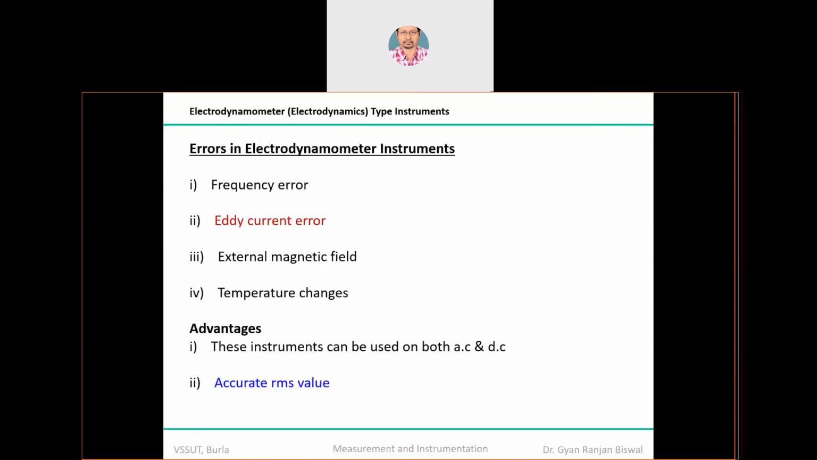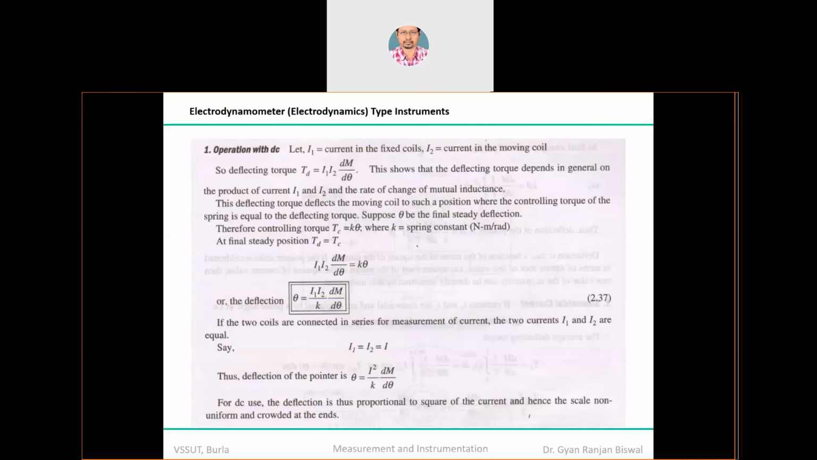So from an examination point of view, I would advise that you don't write it here. If you are asked, you straight away derive the entire expression, and then you reach that Td is equal to I1 I2 into dM upon d theta. Now, when you apply the control torque using air friction, in that case, how much will it be?